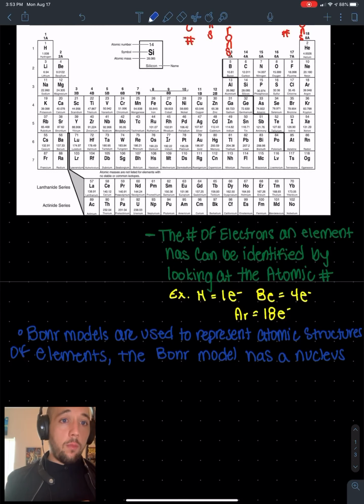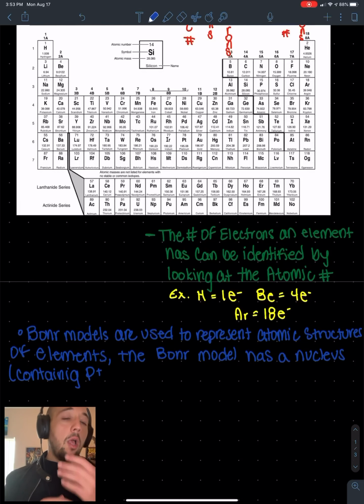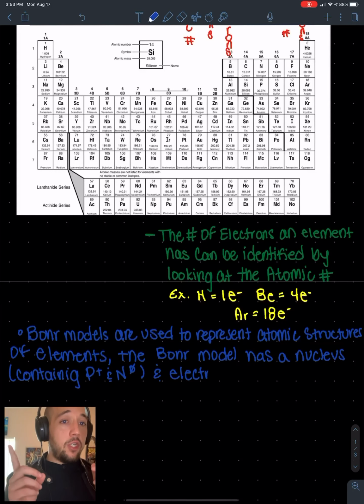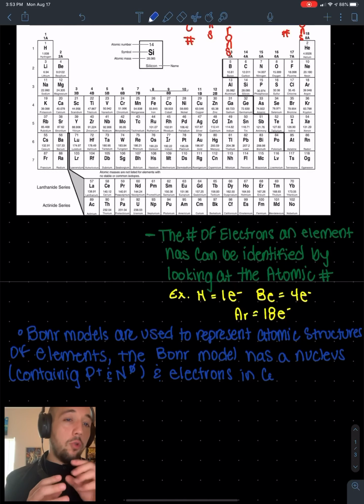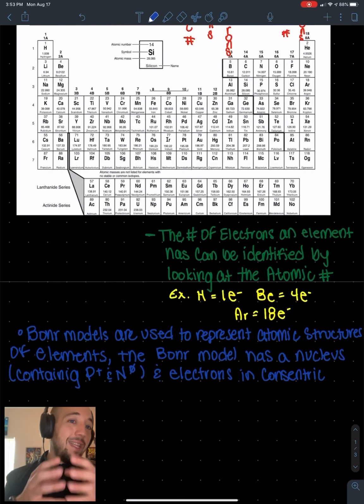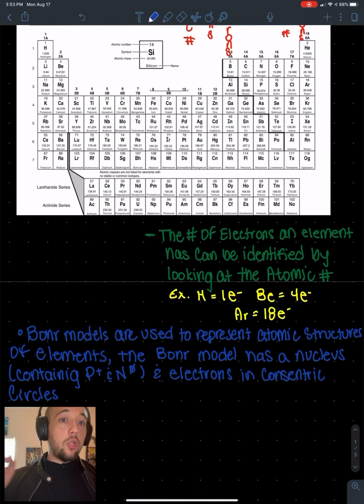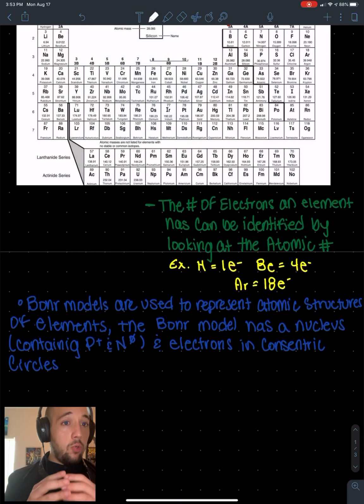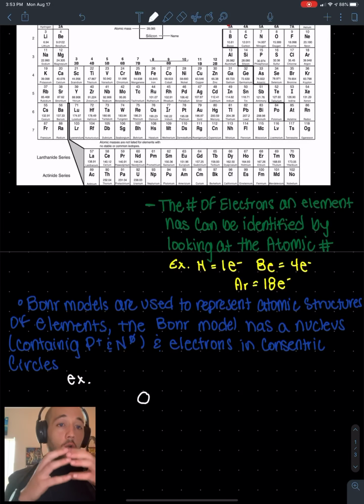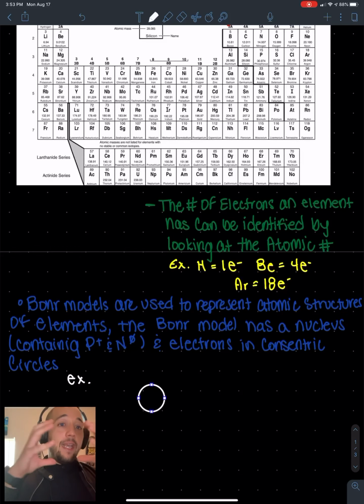Now, the Bohr model has a nucleus, which is the center. The best practice is to draw it in a different color. Don't ever confuse the nucleus with the rest of the shells, because that's just where the protons and the neutrons go. You don't add any electrons to that circle because that's the nucleus. The electrons go on the outer circles. So again, you have your nucleus containing the protons and the neutrons, and then you have your electrons in concentric circles, circles one after the other getting bigger and bigger.